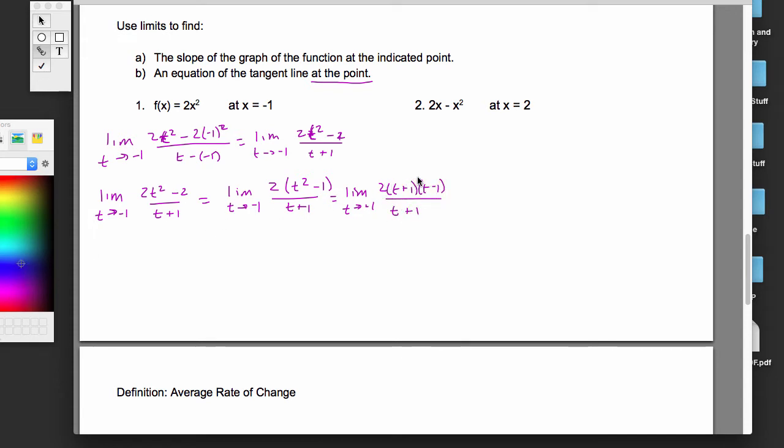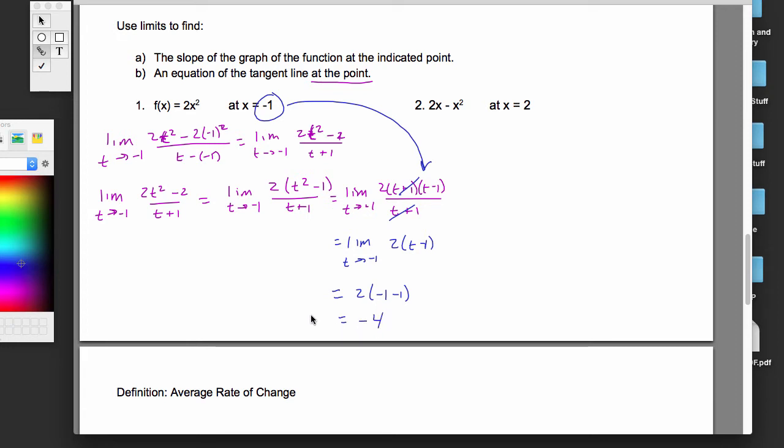So then these plus 1s can cancel out. So the limit as t approaches -1 is 2 times t minus 1. And so what happens is I put in the time that I do have in for my t. And so the limit as t approaches -1 is 2 times -1 minus 1, which is -4. Okay, so how do I use that?